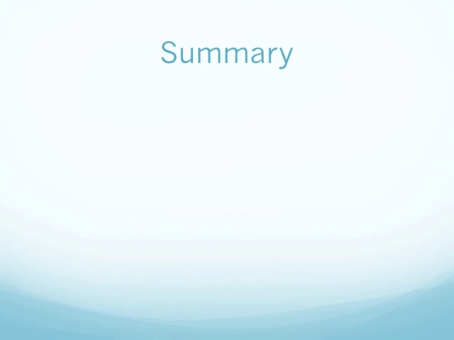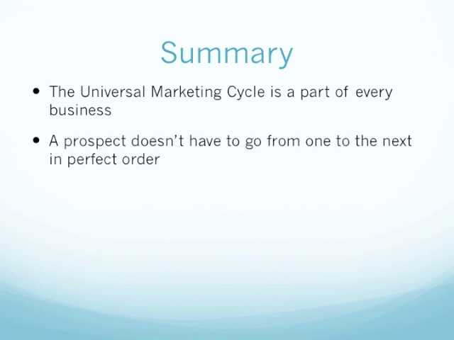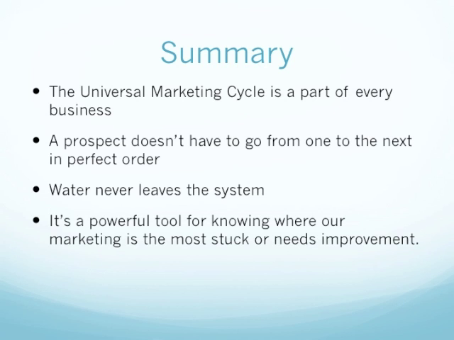So in summary, the Universal Marketing Cycle is an effective tool for knowing where to focus your energy in your business. And it is a part of every business. A prospect doesn't have to go from one stage to the next in perfect order. Keep in mind that water never leaves the system, which means you continually follow up with your prospective clients until they request to be removed. It's a really powerful tool for knowing where our marketing is most stuck or needs the most improvement.